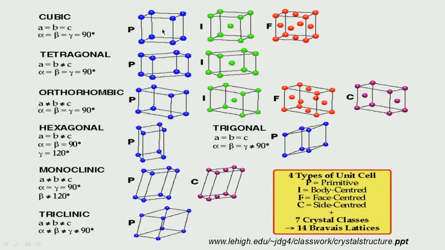So I did mention there are 7 crystal classes: cubic, tetragonal, orthorhombic, hexagonal, monoclinic, triclinic, and trigonal. And in each class, you can have a primitive structure, a body centered cubic, face centered cubic, or side centered. So there are 14 Bravais lattices. All the metals, even salts for example, will fall into this if they are crystalline in nature.